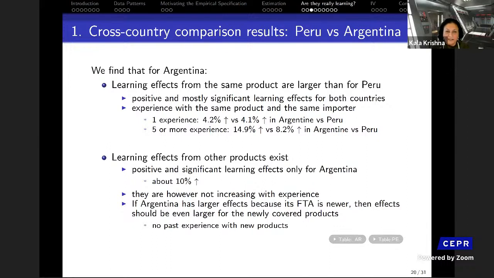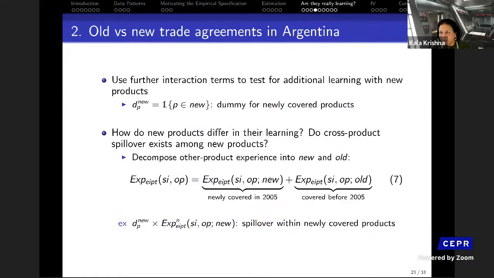Well, the second thing is if Argentina has larger effects because its FTA is newer, then the effect should be even larger for newly covered products. Okay? So what do we do now? This looks scary, right? Because what we're doing is introducing a new thing, which is a dummy, which is 1 if the product you're exporting is newly covered. Okay? Then you say, okay, how do these new products differ in their learning?